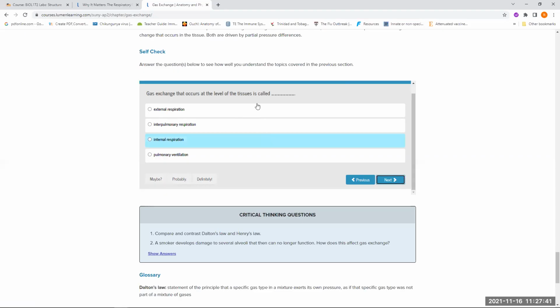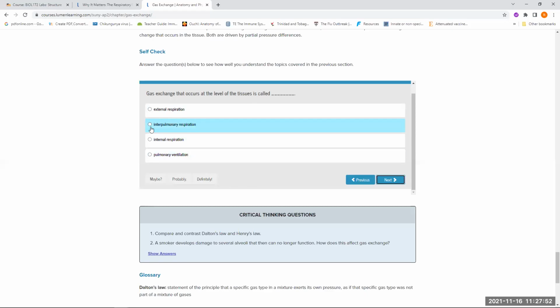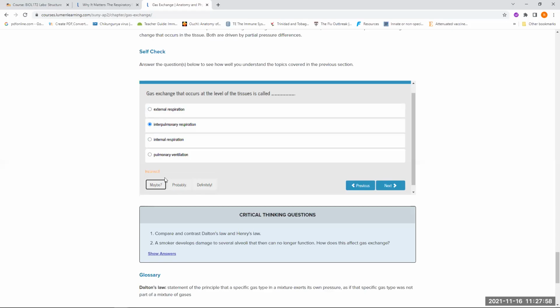So the one at the level of the tissues, what is that one called? Is that interpulmonary respiration? Okay, so we have interpulmonary respiration. How sure are you? Maybe, probably, or definitely. Okay, so maybe. You're not too sure. Okay, you're incorrect. You were very close. Not interpulmonary, but internal respiration.